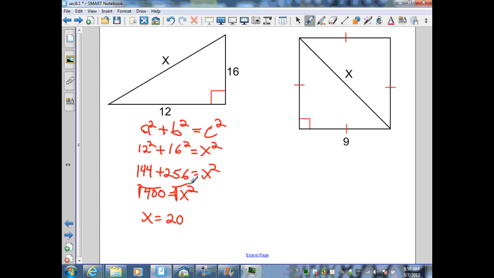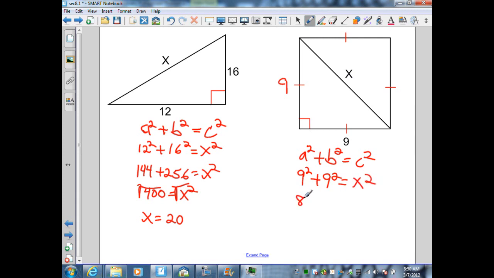On my next example, I see that I'm given a right angle on one of my vertices, and I know that I have 4 congruent sides, therefore I have a square. This tells me that these two segments are congruent. Therefore, I can use the Pythagorean theorem again in this triangle of my square. Therefore, a squared plus b squared equals c squared. Making sure the legs go in for a and b, which would be 9 and 9, and x for my hypotenuse.